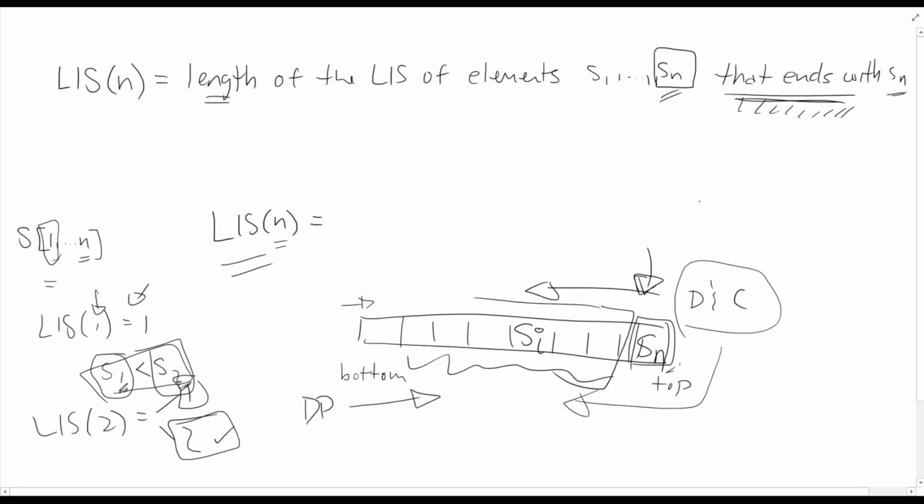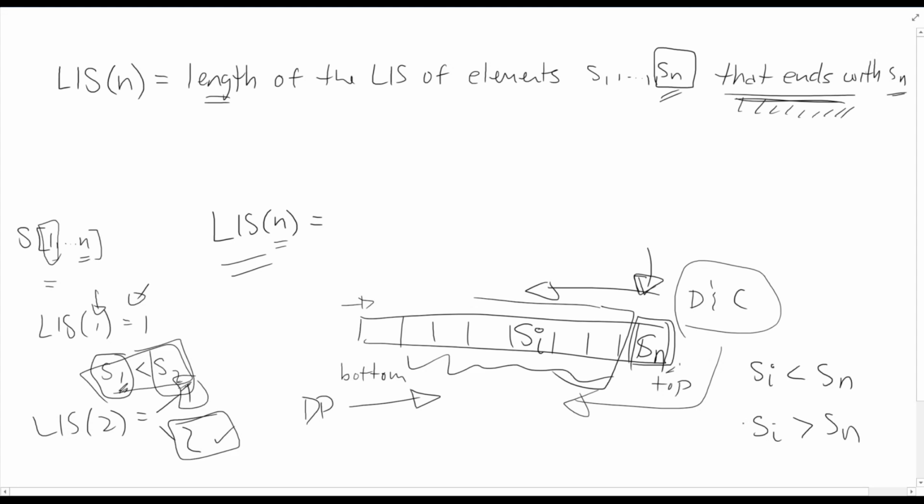And for the moment, I'm going to assume Si is less than Sn. Okay, now why am I assuming that? Well, we have two possibilities here. I have Si is less than Sn or Si is greater than Sn. Remember, I'm going to assume they're all unique, no duplicates.